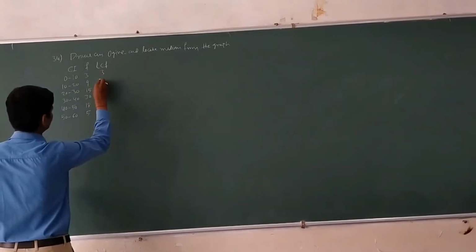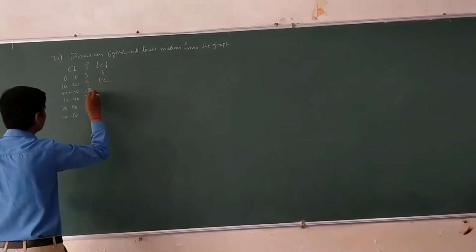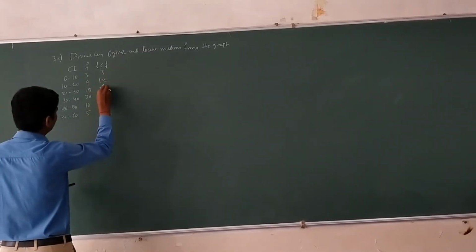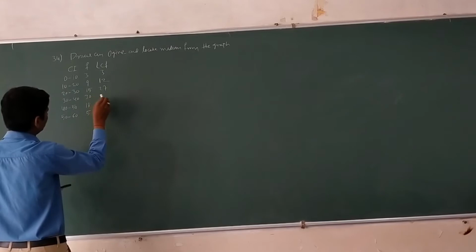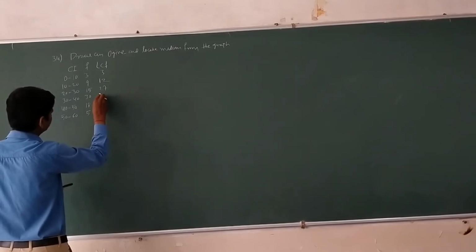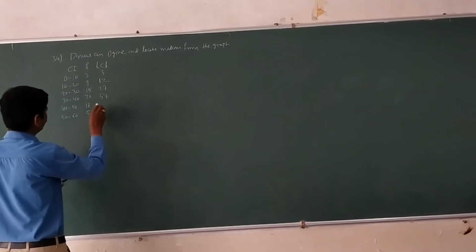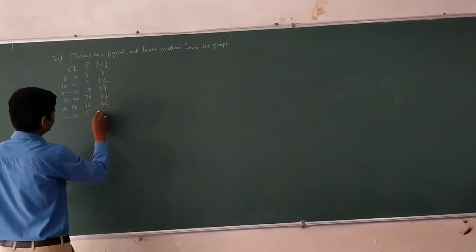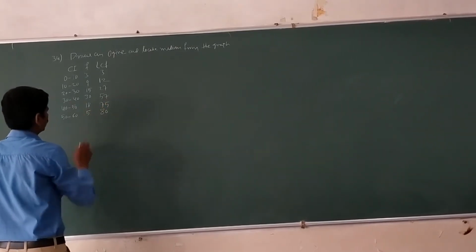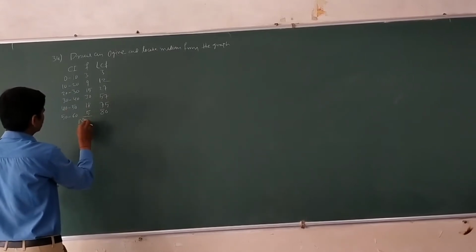3 plus 9 is 12. 12 plus 15 is 27. 27 plus 30 is 57. 57 plus 18 is 75. 75 plus 5 is 80. Here, capital N is 80.